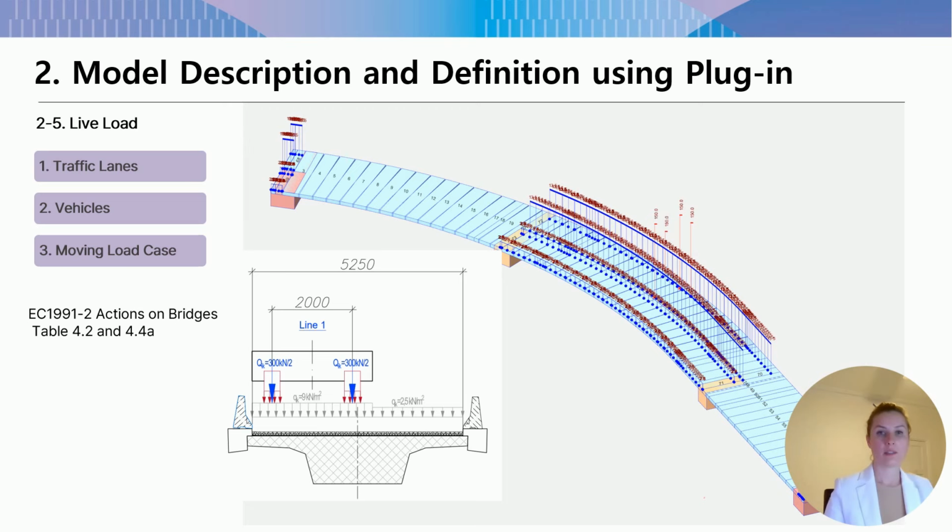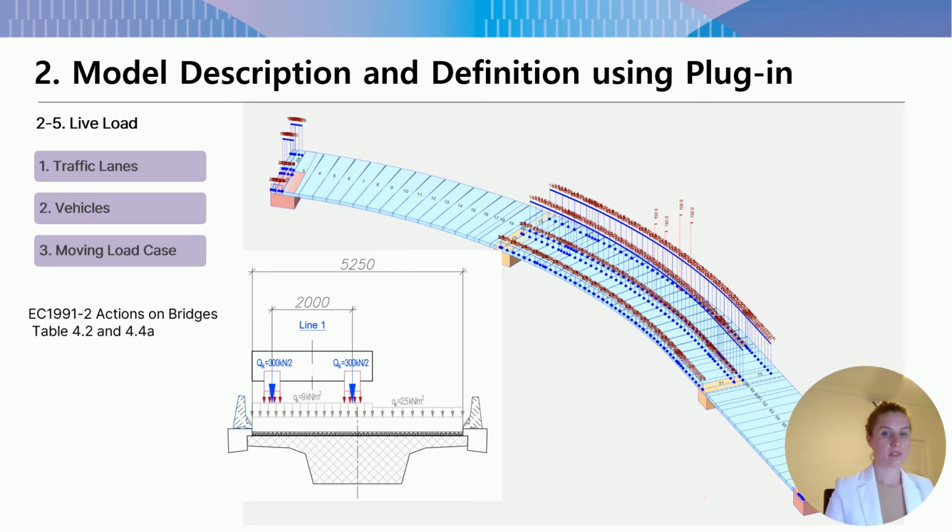In that model, among all variable loads, I considered only live load, group of loads GR1A. Look at the Eurocode actions on bridges table 4.2 and 4.4a. To define live load, namely LM1, we need to do the following steps. Define traffic lanes, define vehicles, and define moving load case.